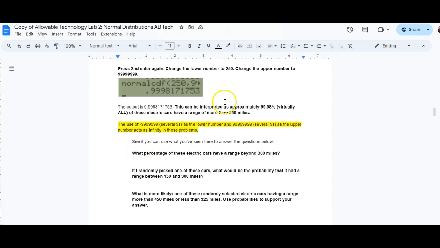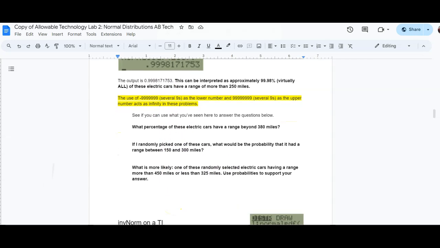All right, now you're going to use what we just talked about here for the normal CDF feature to come up with what percent is beyond 380, so 380 or more. All right, what would be the probability it had a range between 150 and 300? What would you do with the normal CDF for that? And then which is more likely, more than 450 or less than 325? Come up with those probabilities, and which one has the higher probability is the one that's more likely.